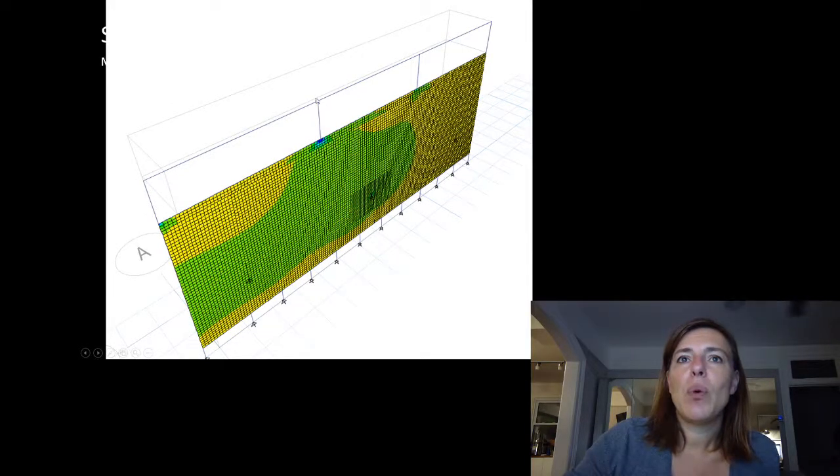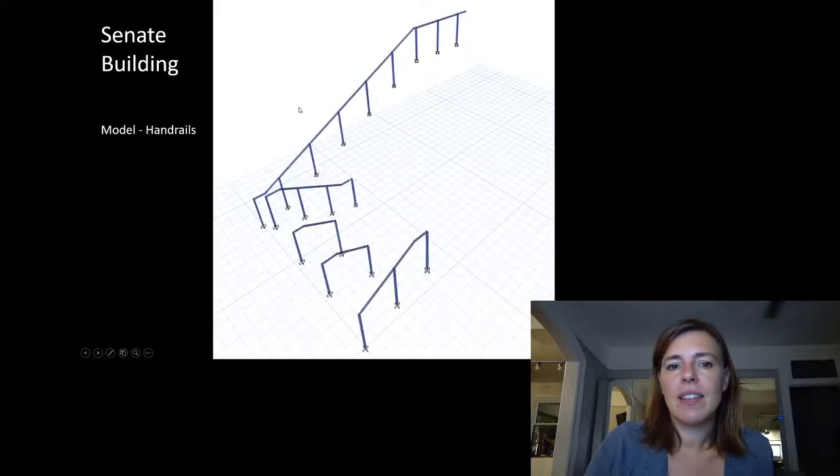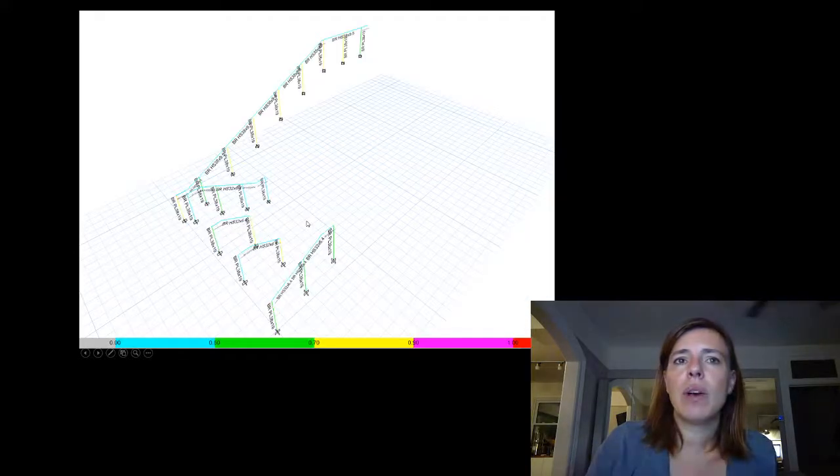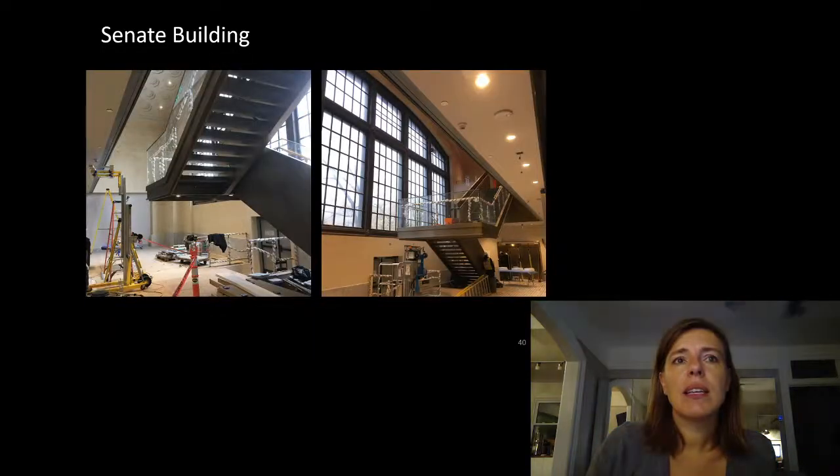Here it is where I put where it was at this point. Here are my handrails. I just wanted to show you the model. Here's the structural analysis. And then here they are erected.